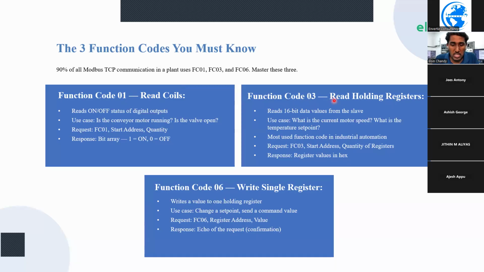Function code 3 is for reading holding registers. Holding registers hold 16-bit data, and you can read that data using function code 3. If you want to write to a single register, you can use function code 6. All these three codes are the most common. About 90% of communication using Modbus happens with these codes only. There are other codes also, but these are the main ones.